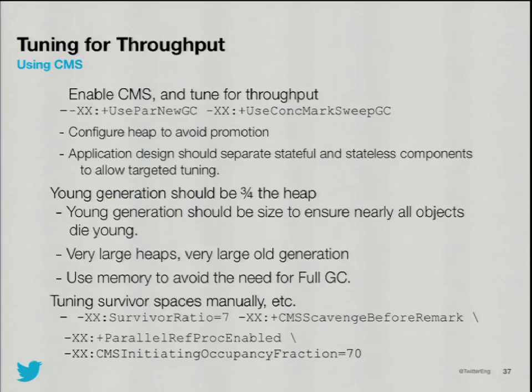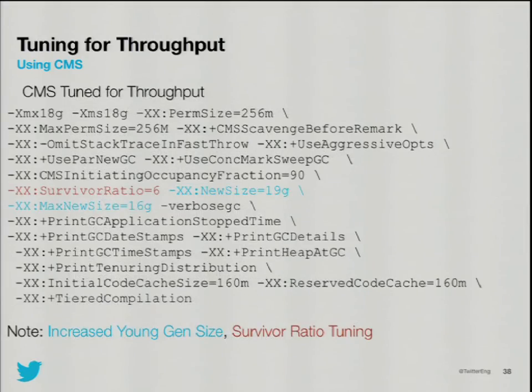So separation, having an application design that separates stateful and stateless, will allow you to target those stateless applications more to fit within CMS. Young generation should be big, just like with parallel old. Very large heaps, very, very large old generations. You're basically using memory to avoid full GCs. You can tune the survivor spaces manually to make sure that you're not promoting unnecessarily. And here's an example set of tuning CMS.